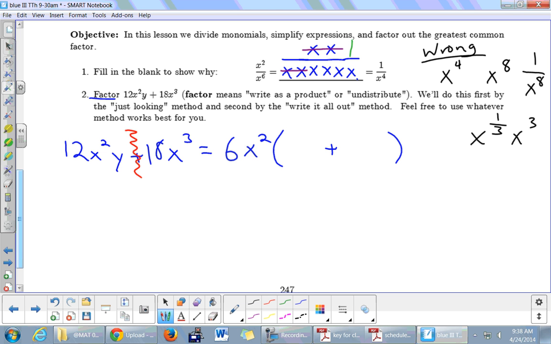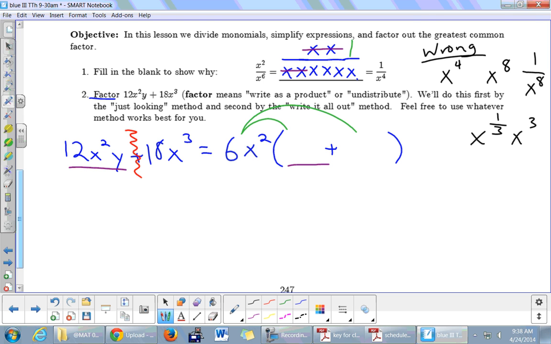And now comes the hard part. What we're trying to do is fill in the blanks. When we have a setup like this, it's a distributive thing, right? Like part of a lobster claw. So we have to fill in these two blanks so that when I take that 6x squared and distribute it back in, I end up right back where I started. So 6x squared times something is supposed to give me this 12x squared y. So let's underline here in purple. That's going to give me here.